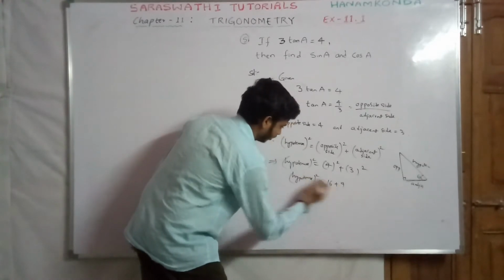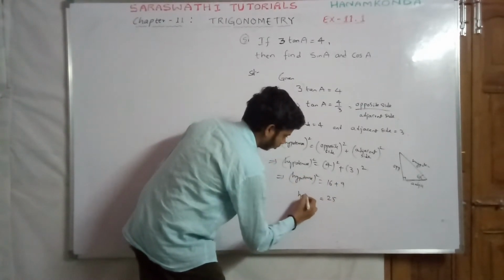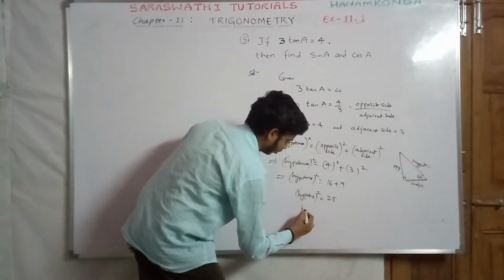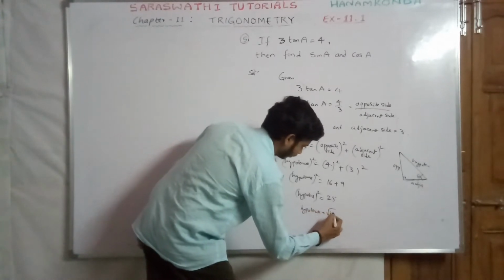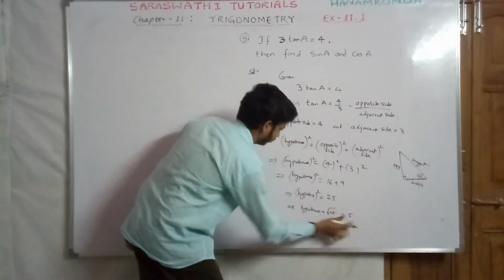So hypotenuse square equal to 16 plus 9. 16 plus 9 is 25. So hypotenuse square equal to 25. That means hypotenuse equal to root 25, and the root 25 value is 5. Therefore hypotenuse equal to 5 we have obtained.